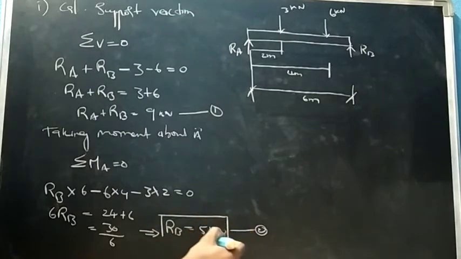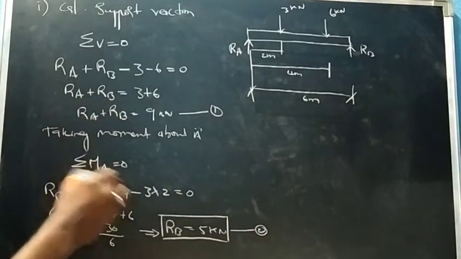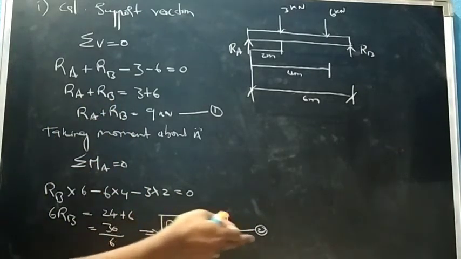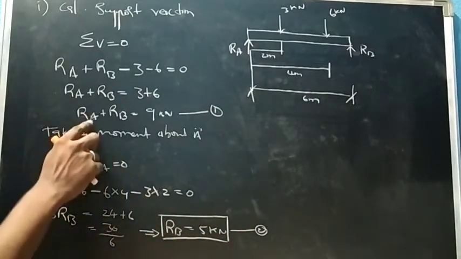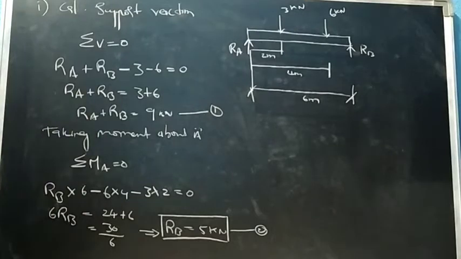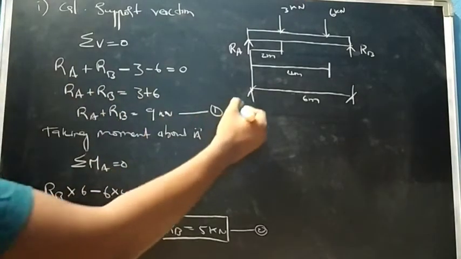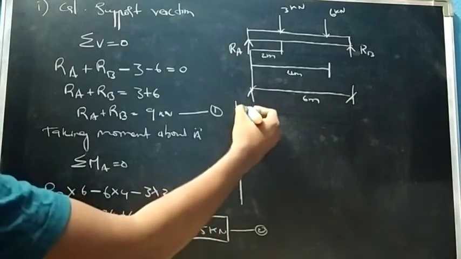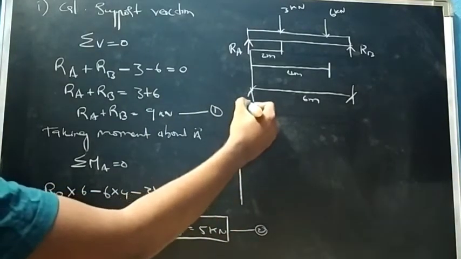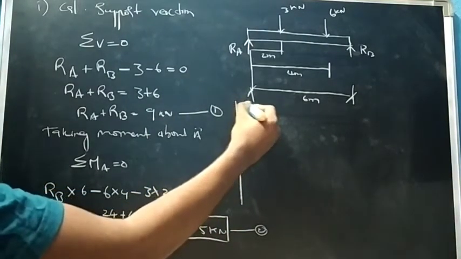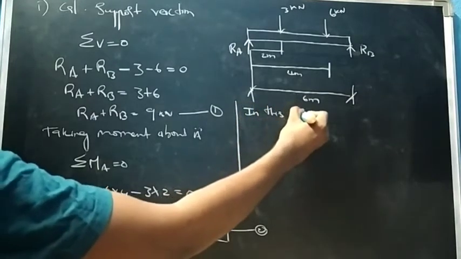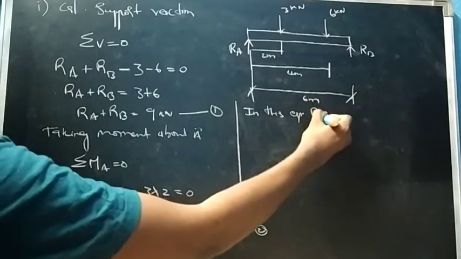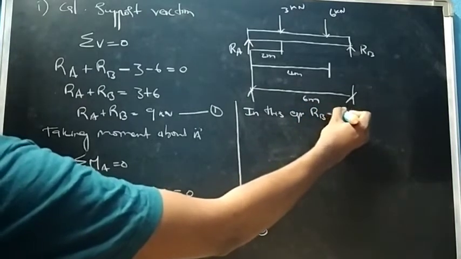From equation 2 we got RB, put this value in equation 1. So we will get RA. So let us write here in this equation, RB equals to 5 kilonewton.